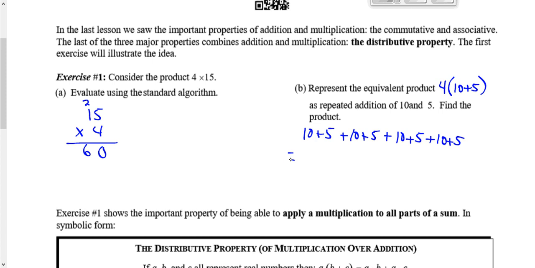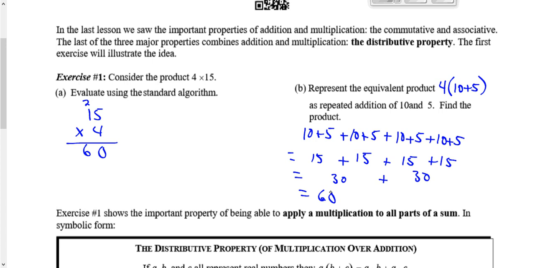Now let's maybe just associate these. Let's take these groups at a time. What's 10 plus 5? It's 15, right? Plus this 15. Plus this 15 here. Yeah? And then now let's take them 2 at a time. What's 15 and 15? 30 over here. So that's 60, isn't it? Right? So that's another way to look at it.